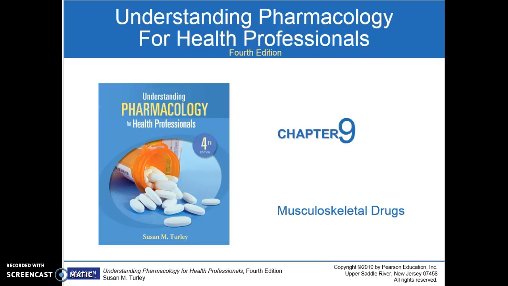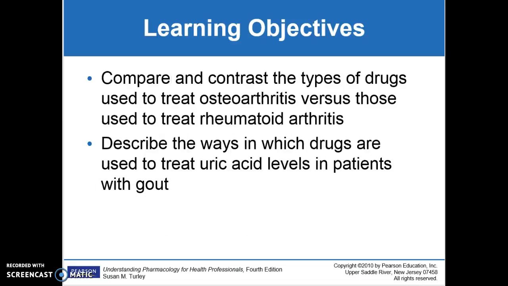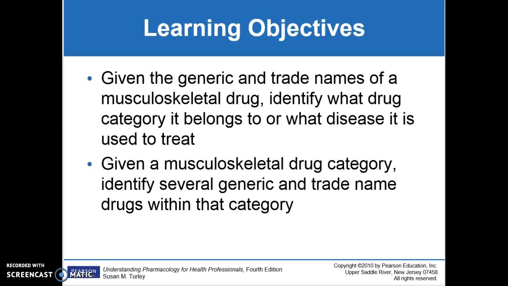This week we are looking at chapter 9 in your textbook. This chapter covers the musculoskeletal drugs. So these are the drugs that are going to be used with the muscular and skeletal systems. What you're going to be looking at are some specific conditions and disease states and those drugs that are used to treat them. The most common ones that we're going to be looking at in this week's material are osteoporosis, osteoarthritis, rheumatoid arthritis, and gout, and then things like strains, sprains, things like that.